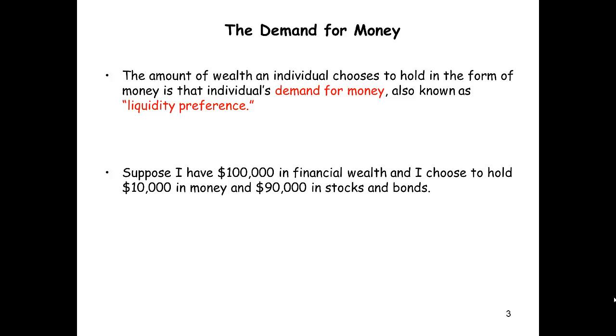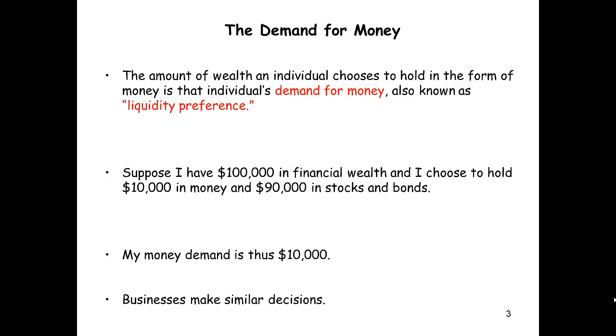Suppose I have $100,000 in financial wealth and I choose to hold $10,000 in money and $90,000 in stocks and bonds. Then my money demand is $10,000. Businesses make similar decisions when they're allocating their financial assets. So how much money should I hold?